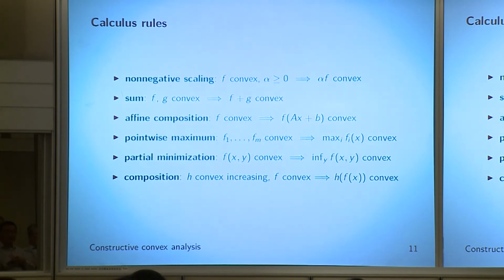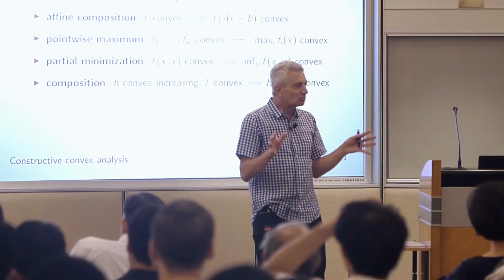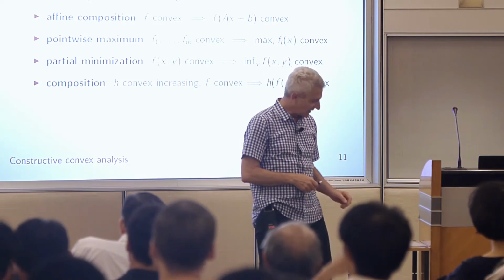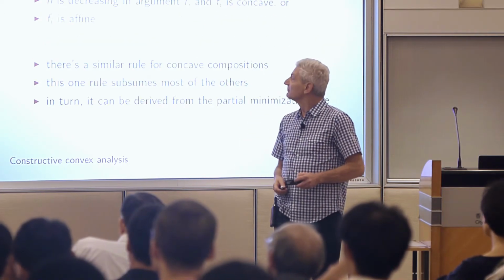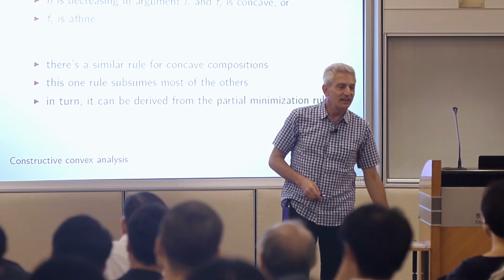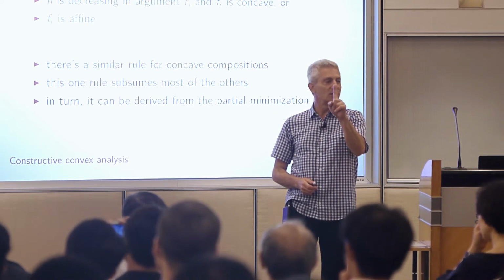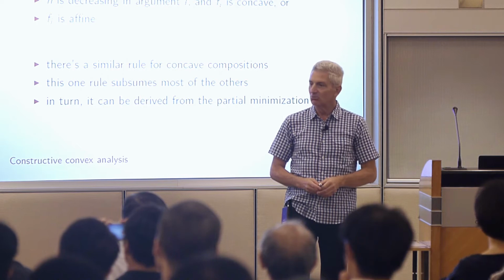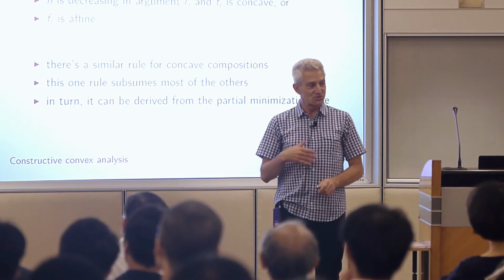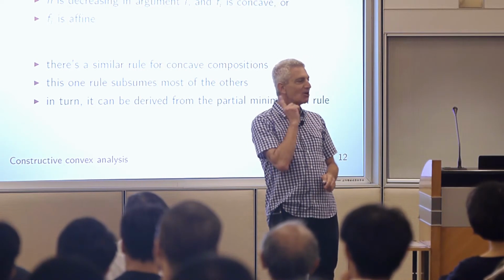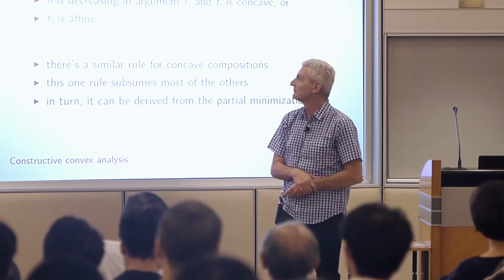So, okay. Composition, or partial minimization, is another rule. Composition says that if you have an increasing convex function of a convex function, it's convex. So these are the rules you teach a person. Now it turns out actually that there's only one rule, only one. Mathematically it's absolutely beautiful. This is the only rule you need to know, and here it is.